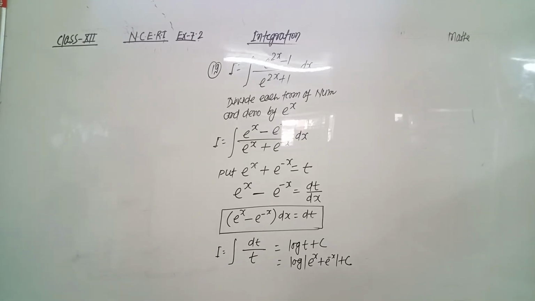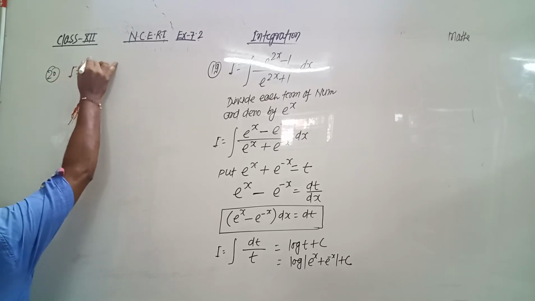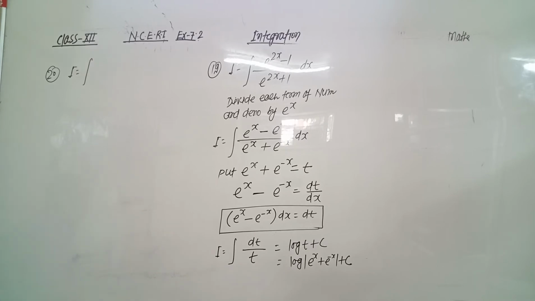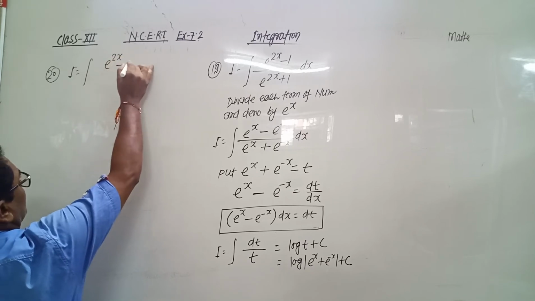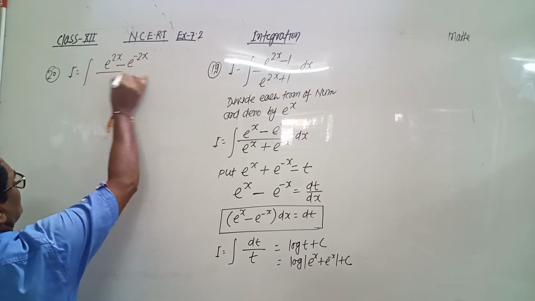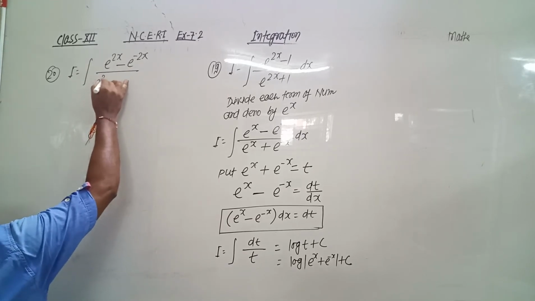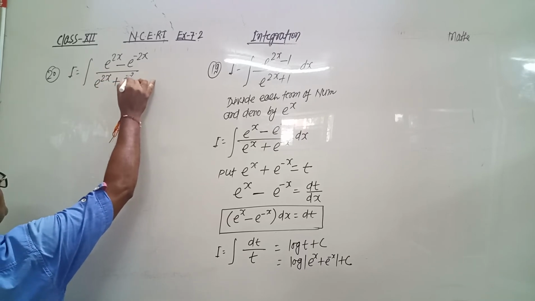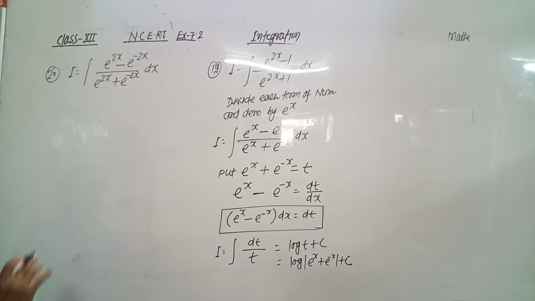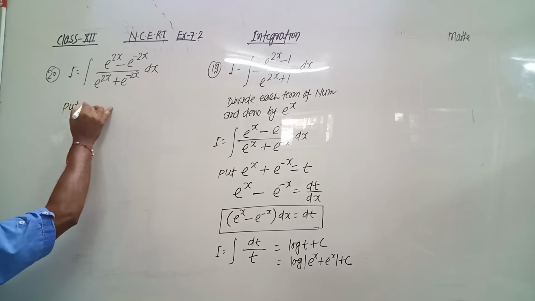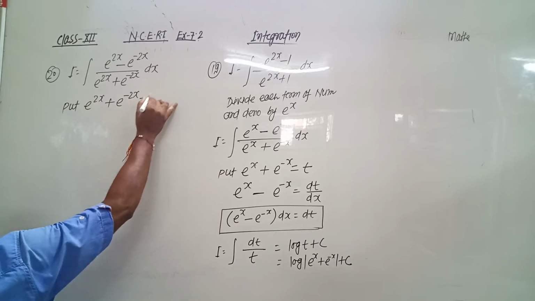Now question number 20. I equals integration of (e raised to the power 2x minus e raised to the power minus 2x) upon (e raised to the power 2x plus e raised to the power minus 2x) dx. We put the denominator as t. So put e raised to the power 2x plus e raised to the power minus 2x equals to t.